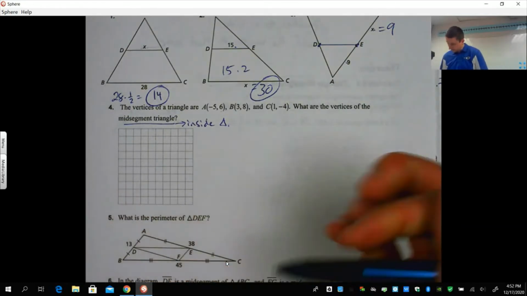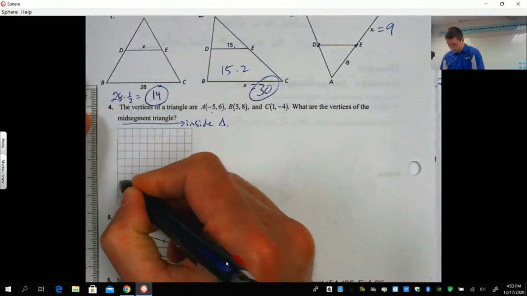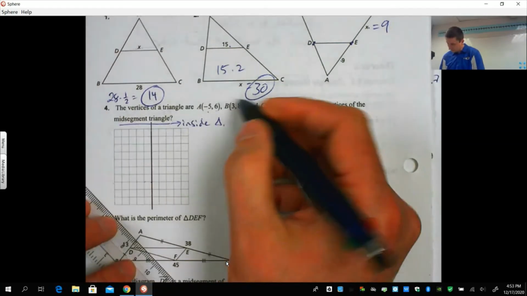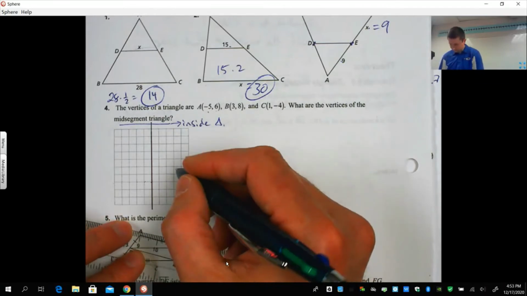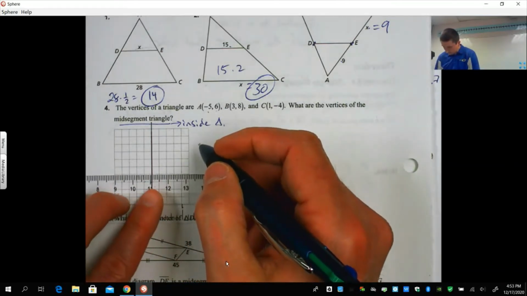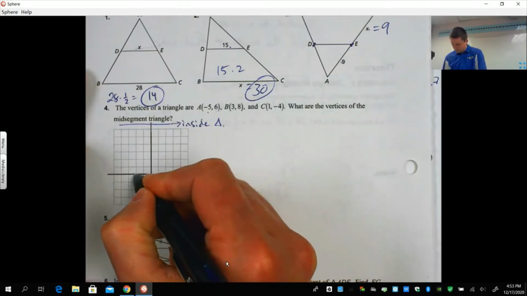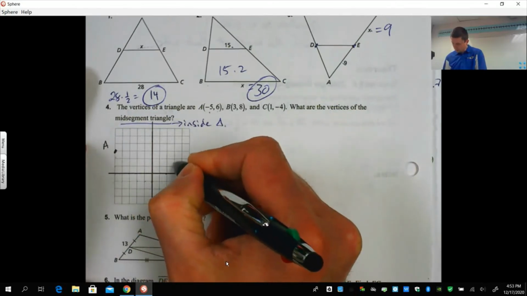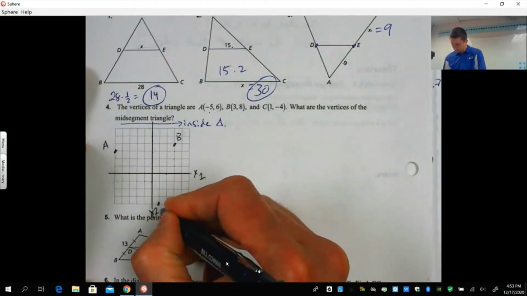So let's get this drawn out. Let's see, my X values are -5, 3, and 1. So 1, 2, 3, 4, 5. Put it right there. Here's my y-axis, and my y's are 6, 8, and -4. Hopefully, I don't think this will all fit. Let's count by 2's. So the y's are going to count by 2's, x's can count by 1's. So -5, 6, 1, 2, 3, 4, 5, 6, 2, 4, 6. There's A. B is 3, 8, 1, 2, 3, 2, 4, 6, 8. There's B. And C is 1, -4. There's C.